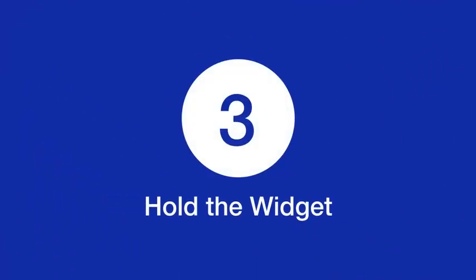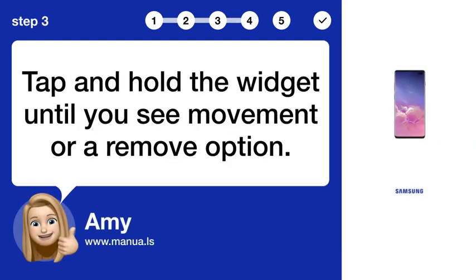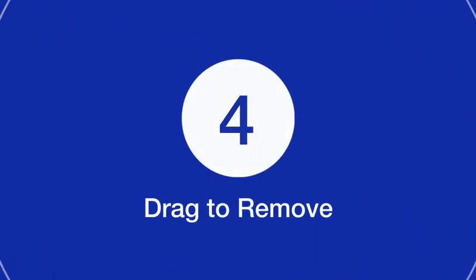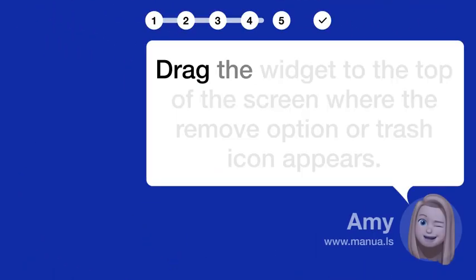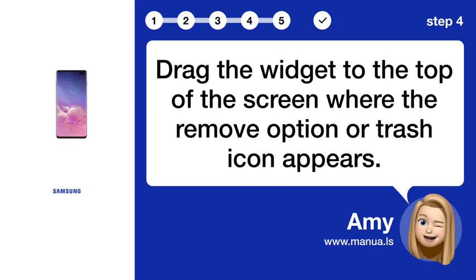Step 3. Hold the widget. Tap and hold the widget until you see movement or a remove option. Step 4. Drag to remove. Drag the widget to the top of the screen where the remove option or trash icon appears.